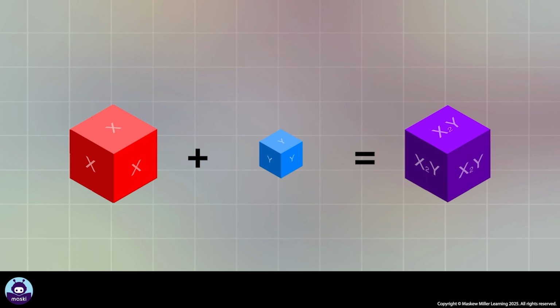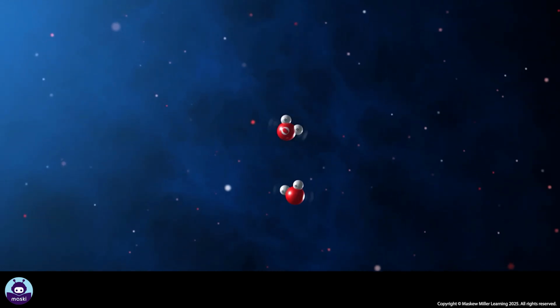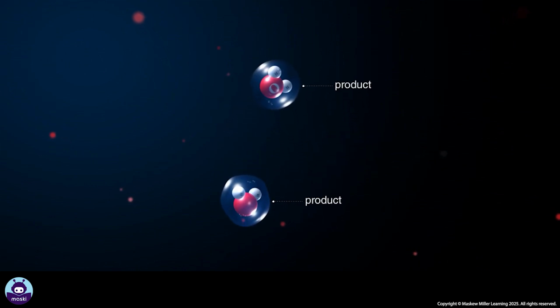We call the substances that react with one another the reactants. We call the substances that are formed the products. For example, hydrogen and oxygen react to form water. In this chemical reaction, hydrogen and oxygen are the reactants, and water is the product.